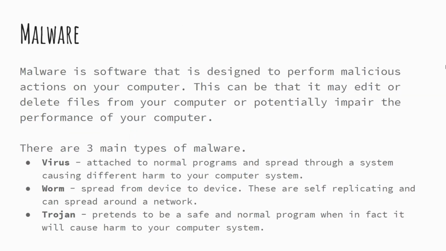So firstly, malware. Now malware falls into kind of 3 categories. We've got viruses, worms, and Trojans. But ultimately, malware in itself is malicious software, and that's where the word malware comes from. Mal for malicious, ware for software. So any type of software that in essence makes your computer perform in an unintended way.